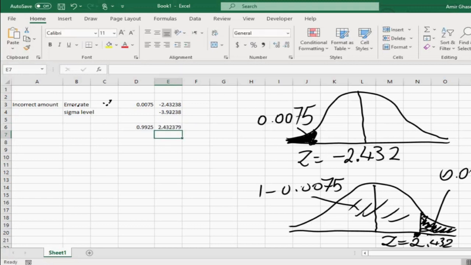Now notice that the normal distribution is a symmetric curve. It says you have to go 2.432 on the right side such that the chance of error becomes 0.0075, and the result is the same. Now that I am on the right side, I have to go 1.5 standard deviations above what I'm observing to reach the upper specification limit, and this would be E6 plus 1.5. The answer is the same. Both ways give us a sigma level of 3.93.